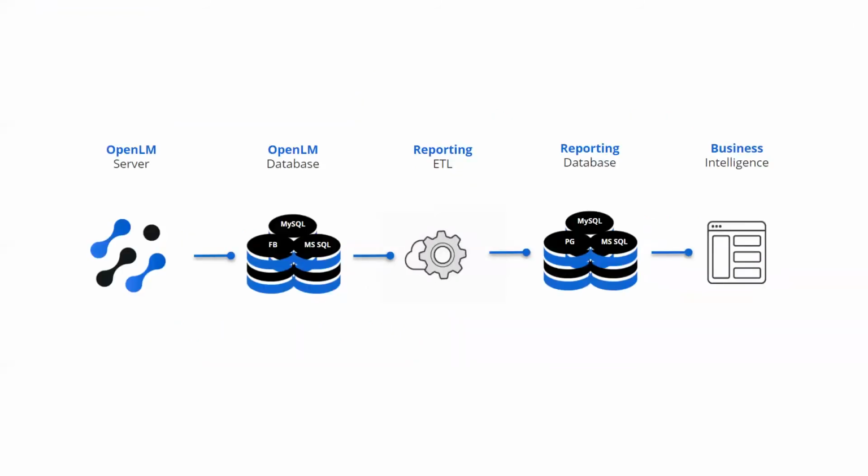Now let us see how it works. Here we have the OpenLM server. It has its own database, which we call the OpenLM database. Currently, we are supporting MySQL, MS SQL, and apart from that, we are now supporting MariaDB as well. On that, we have an ETL run that runs each night to get all the information to a reporting database, which can be Postgres, MySQL, or MS SQL.